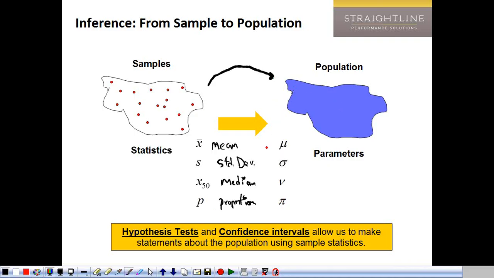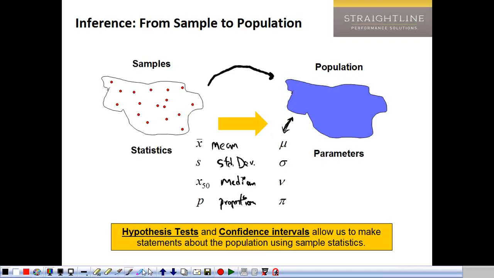And what we really want to do is know when we can make that generalization to say this particular mean represents the population mean pretty well. That's what we're trying to do. So hypothesis tests and confidence intervals allow us to make statements about the population using sample statistics. We probably will never know these population values unless we can sample the entire population, but we can know them by sampling. And so the trick is really to say, how do we know when we've sampled enough so that we can say we know this? That's it.